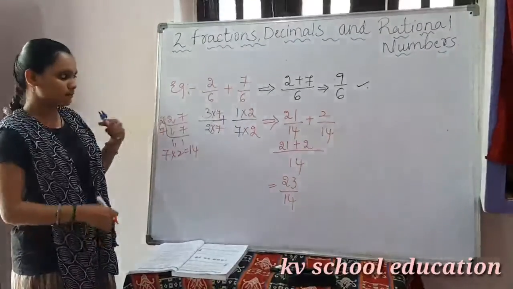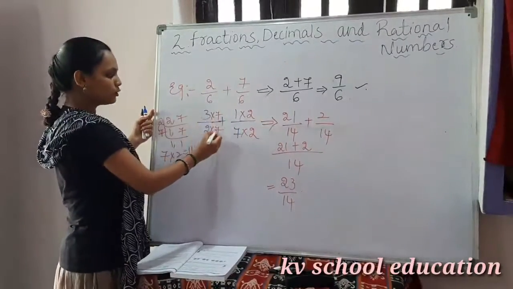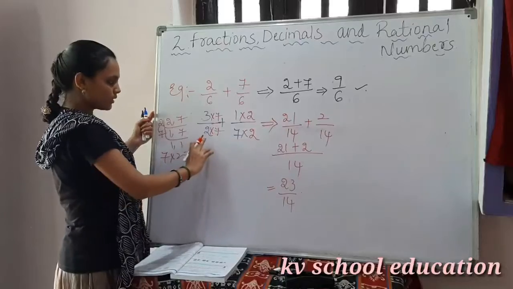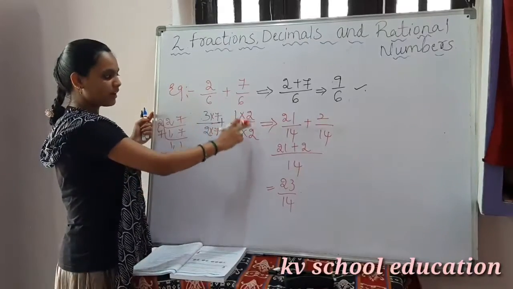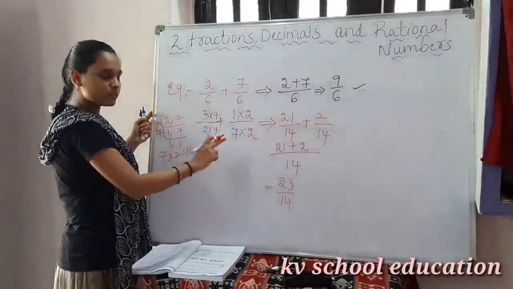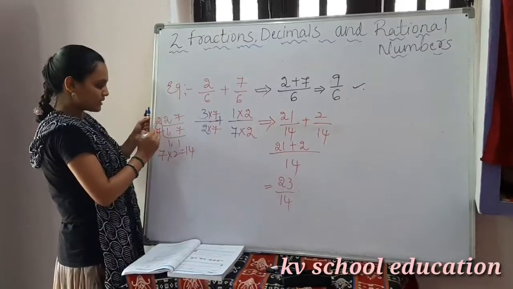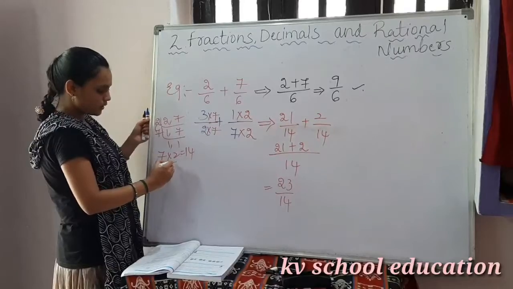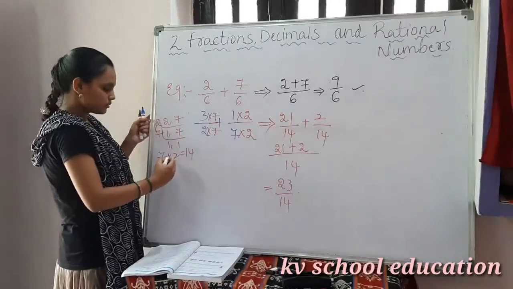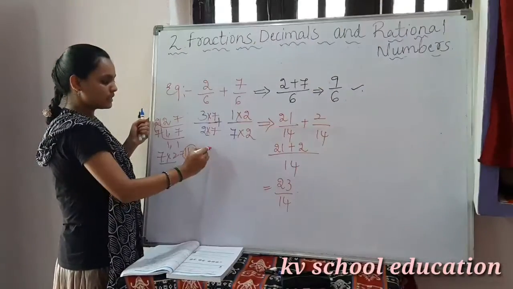So here, once again I will say 3 by 2 plus 1 by 7. Here 2 and 7 are unlike fractions, so we should take the LCM of 2 and 7. So 2 ones are 2 and 7 ones are 7. Here 2 into 7 or 7 into 2, 7 twos are 14. So 14 is the LCM.